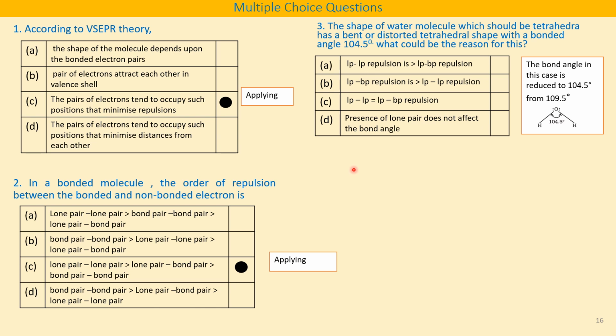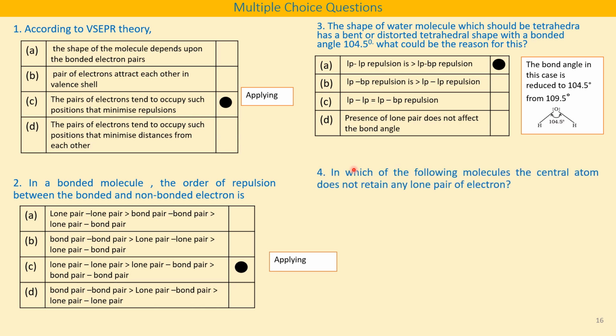The bond angle in this case is reduced to 104.5 degrees from 109.5 degrees. This is due to LP-LP repulsion, which is greater than LP-BP repulsion.